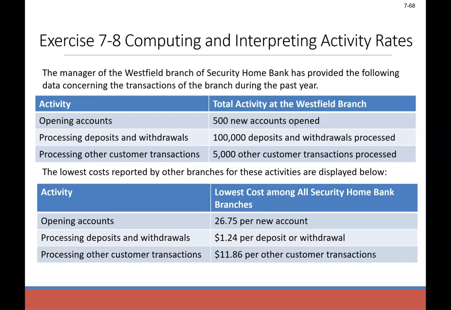So again, at our Westfield branch, we have the total activities. At Westfield, we opened 500 new accounts, we processed 100,000 deposits and withdrawals, and there were 5,000 other miscellaneous customer transactions. The lowest cost among all Security Home Bank branches shows that the lowest cost to open an account was $26.75. The lowest cost in processing deposits and withdrawals is $1.24, and for other transactions, $11.86.